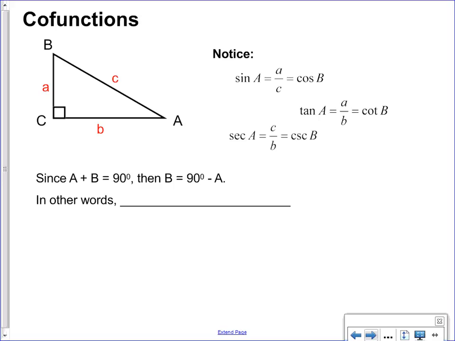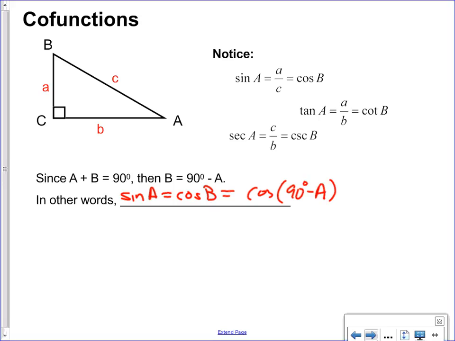Again, A and B, in this case, I switched up the letters. A and B are the two acute angles. They add up to 90. So you can solve for one of the angles just by subtracting it to the other side. In this case, we just solved for B. So in other words, sine A is the same thing as the cosine of B, which, since B is just 90 minus A, is the same thing as the cosine of 90 minus A.